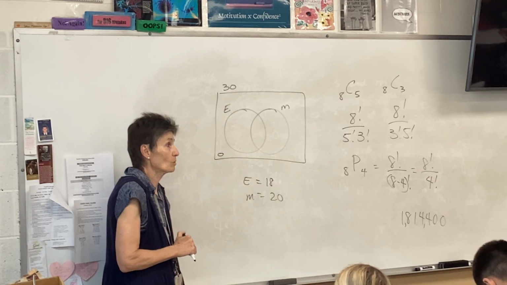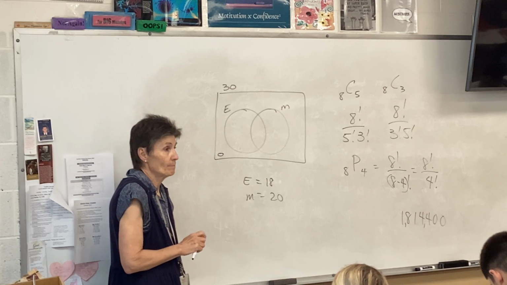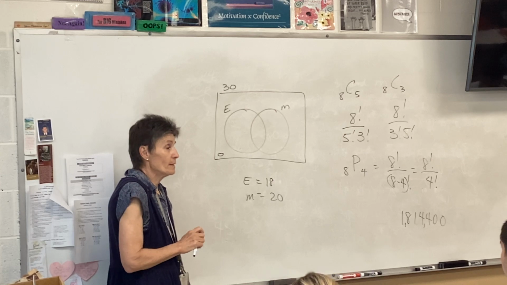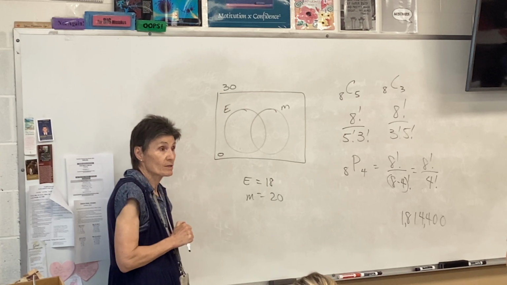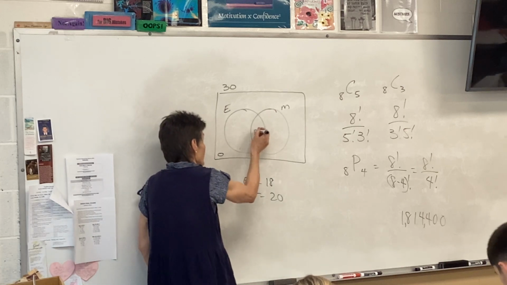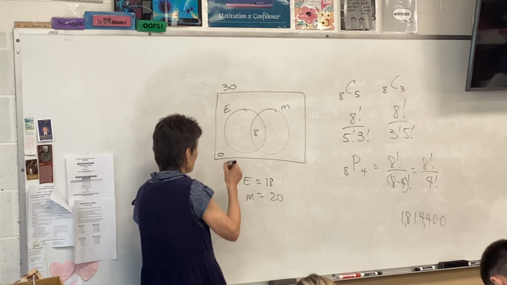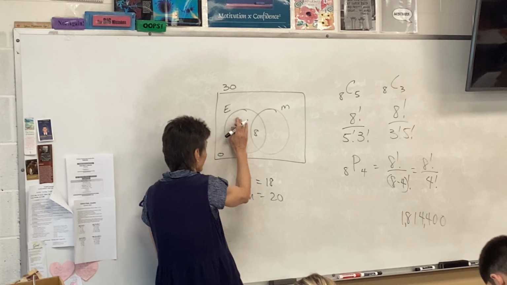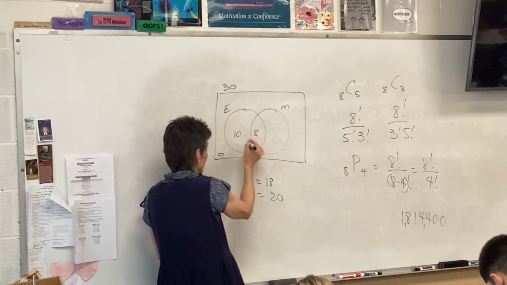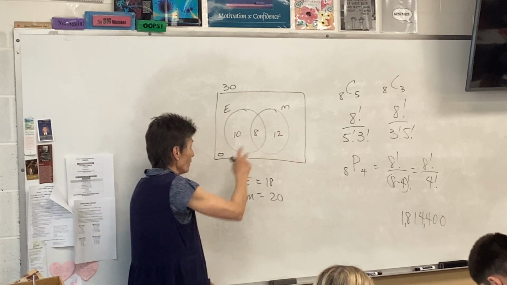All right, so what's your thought? What do you notice right off the bat? It's more. We had 38 votes and only 30 kids. So 8 of them are here. Which means, how many are here? 10. And how many are here? 12. Right now I've got all 30.